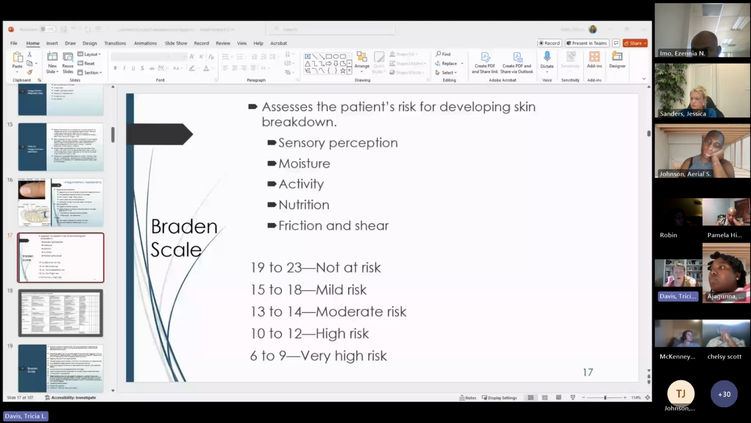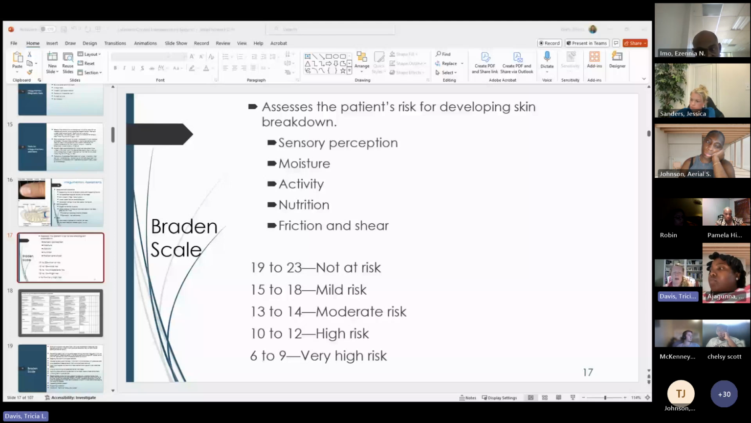They're not really at risk at all for having any type of skin breakdown. 15 to 18 represents a mild risk for skin breakdown. 13 to 14 is a moderate risk. 10 to 12 is a high risk. And then 6 to 9 is a very high risk.